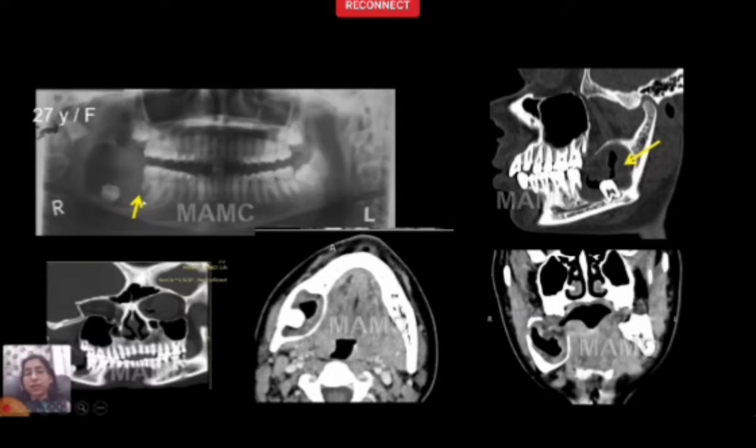and hence a differential diagnosis of unicystic ameloblastoma was kept, and this is what it turned out to be, a unicystic ameloblastoma, which is a variant of ameloblastoma seen in the younger age group and less aggressive than the conventional multicystic soap bubble ameloblastomas that we most often see.